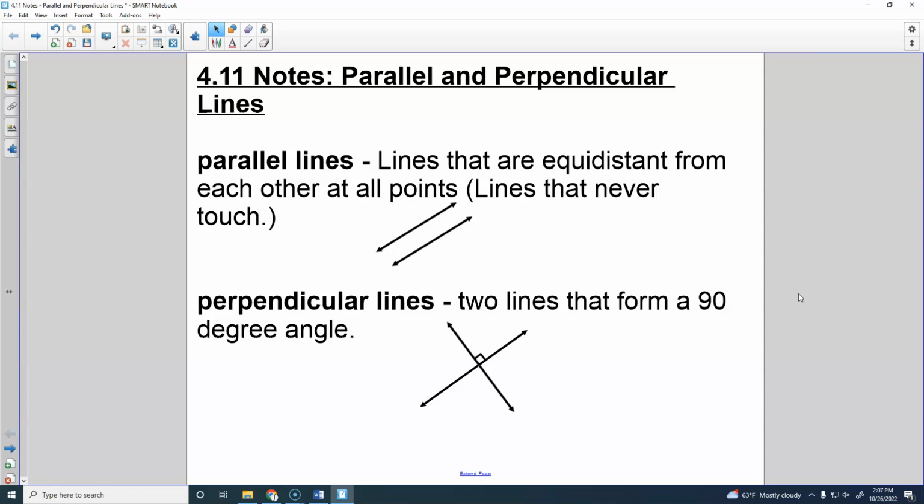I guess I should, if I was really being technical, if I was going back to my geometry days, technically you could have lines that are not equidistant that never touch. Anybody think they can? How? How could you have two lines that are not the same distance apart all the time, but they also never touch? No, I'm still talking about straight lines here.